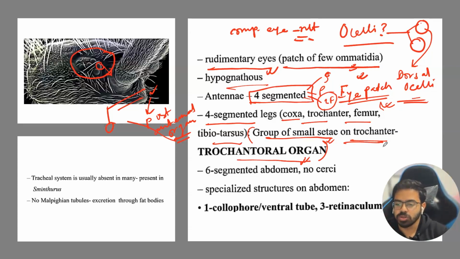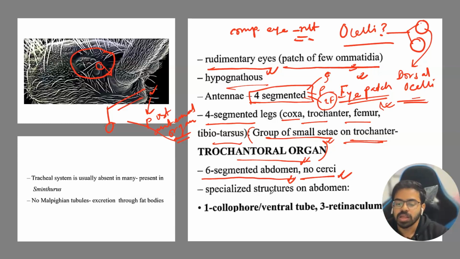So this is all about the thorax. Then if you come to the abdomen, it is a 6-segmented abdomen. Yet again, you have to remember this: 4-segmented antenna, 4-segmented legs, then 6-segmented abdomen. 1, 2, 3, 4, 5, 6. It is not like the other, 11-segmented abdomen, 12-segmented abdomen, not like this. It is a 6-segmented abdomen, and there are no cerci.